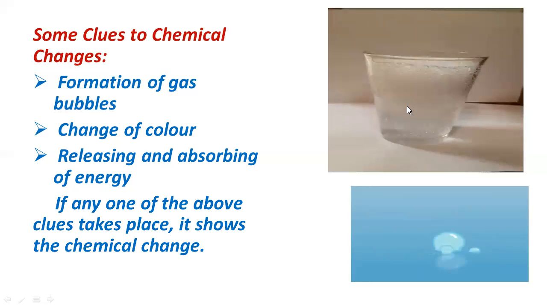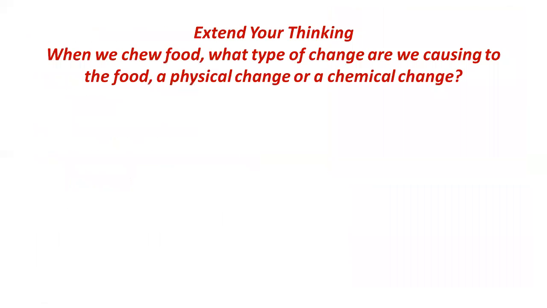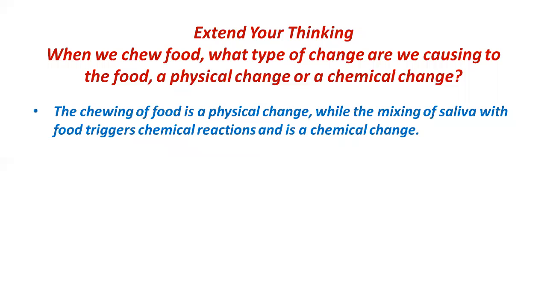If any one of the above clues takes place, it shows that the change is a chemical change. Extend your thinking. When we chew food, what type of change are we causing to the food? A physical change or a chemical change? Chewing food is a physical change because the teeth grind the fruit into small pieces. This crushing and grinding is a physical change.